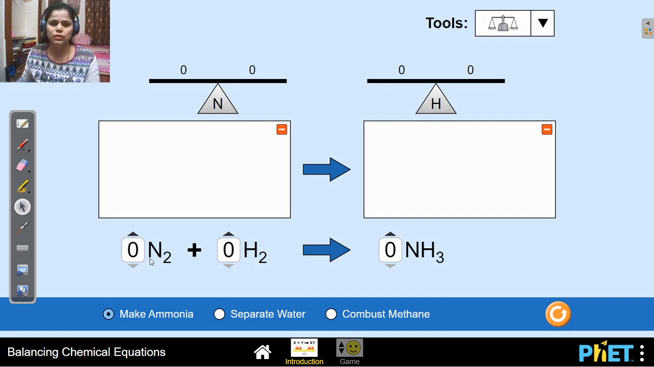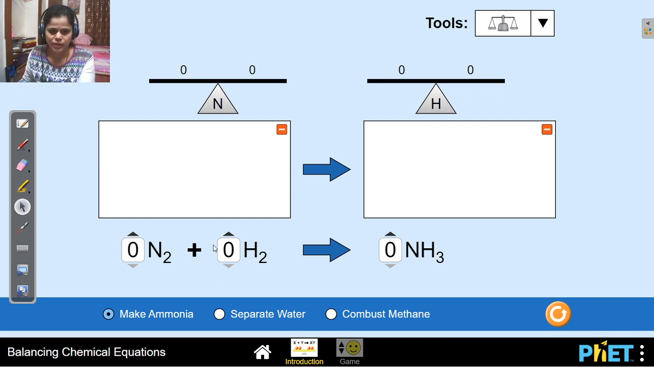So just check the number of atoms of nitrogen on the reactant side. The number of atoms of nitrogen is 2 here, and on the product side the number of nitrogen is 1. Okay, and let's check the atoms of hydrogen. The number of atoms of hydrogen is 2 on the reactant side, and on the product side it is 3. Okay, so what changes do we have to make here?